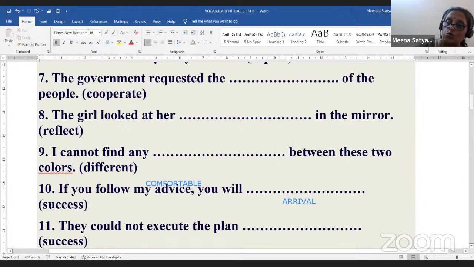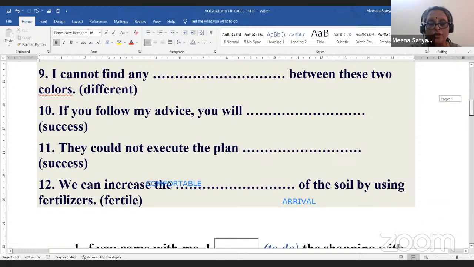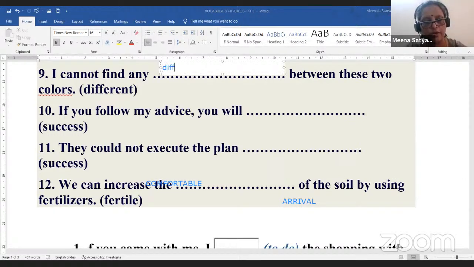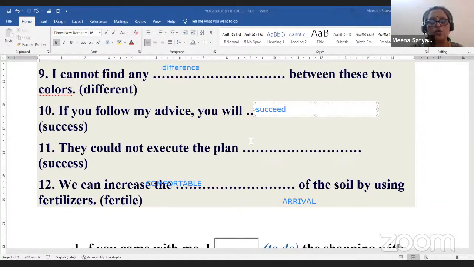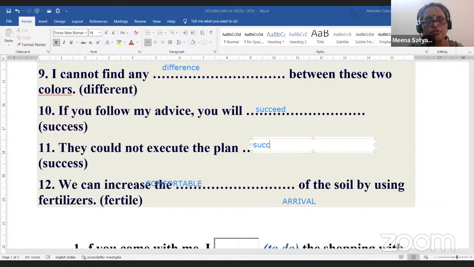If you follow my advice, you will succeed. S-U-C-C-E-E-D, succeed. It is success. They could not execute the plan successfully. I told you very clearly that you can get words like that. I'll show you. So here I cannot find any difference. Now, if you follow my plan, you will succeed. Okay, they could not execute the plan successfully.